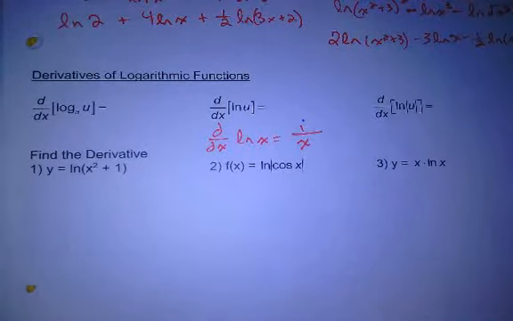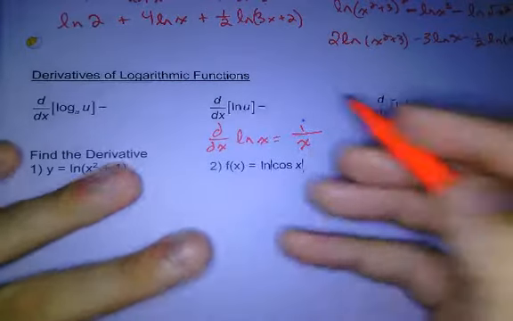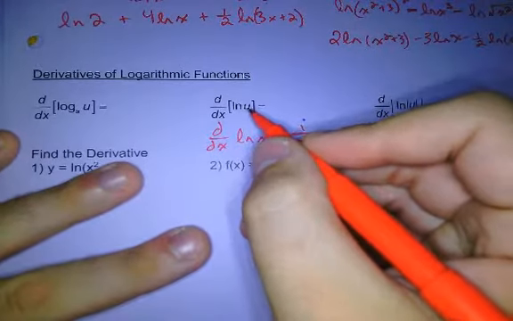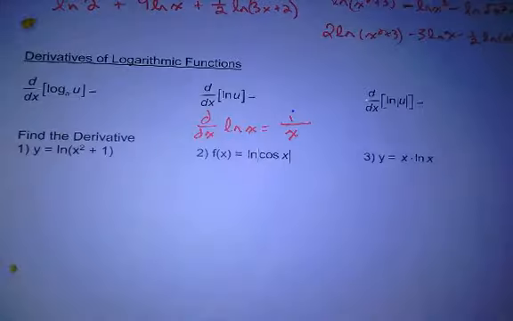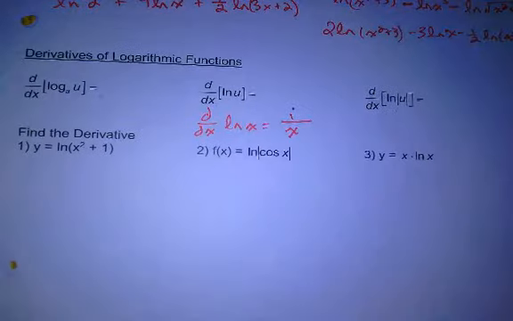The derivative of ln of x is 1 over x. That's a big rule. Now, when I take the derivative of ln of a function, where u represents a function like x squared plus 1, or something weird like that, not just a plain x, you would have to use chain rule, wouldn't you?